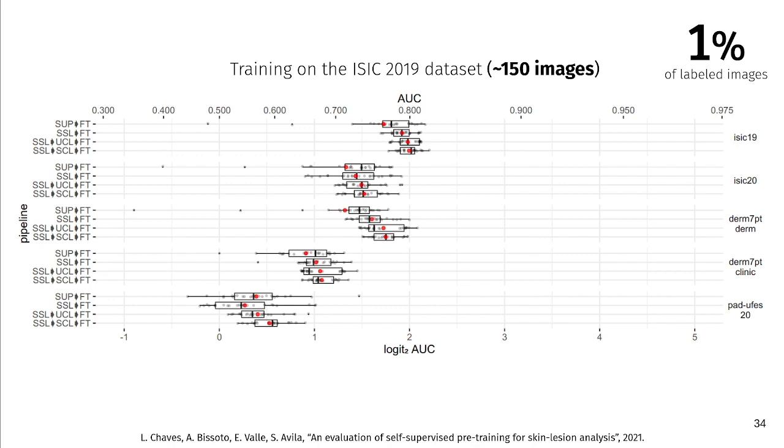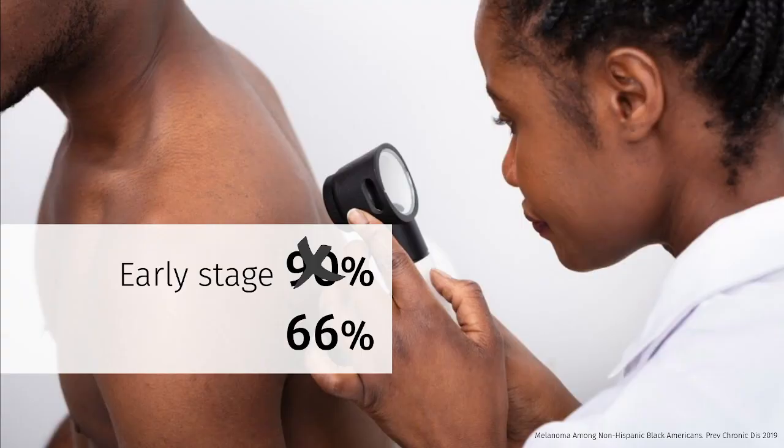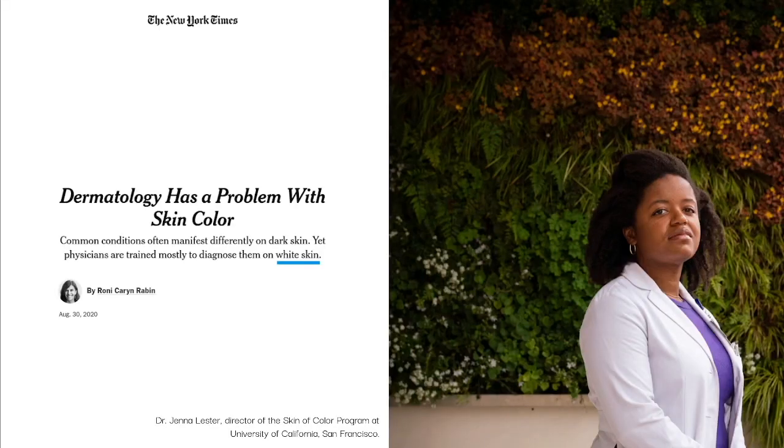and what is missing? What is missing to make our solution available, for example, to Brazilian people? Despite being less common in dark-skinned patients, the average 5-year survival rate is 66% for Black people compared with 90% for white people. As Dr. Jenna Lester, director of the Skin of Color program at University of California, San Francisco, says, if you are only trained to look at something in one color, you won't recognize it in another color, because skin conditions often manifest differently on dark skin. And yet, physicians are trained mostly to diagnose them on white skin.